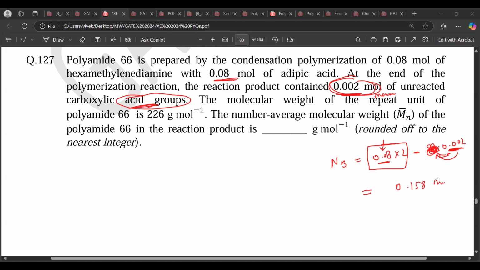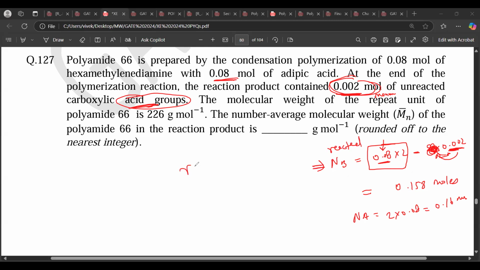0.158 moles. Okay. And now it's simple. Na is 2 into 0.08, that means 0.16 moles. What is this calculation known? What is this calculation? This is completely reacted.